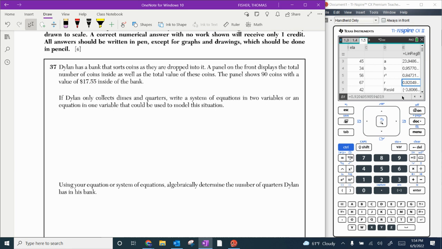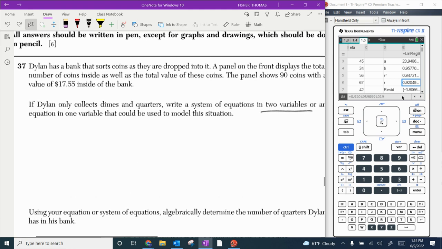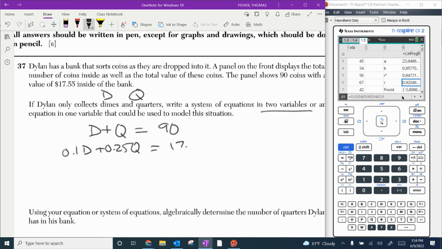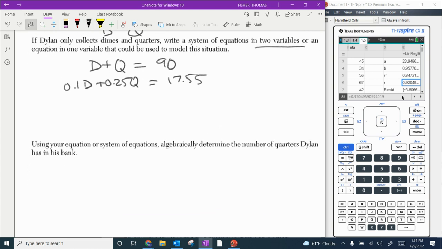So we're talking about dimes and quarters, 2 variables, or 1 variable. You actually can do either way. That's kind of interesting. So either way you do it, they're allowing you to do it. So I'm going to do a system. So we're talking about dimes and quarters, so I'm going to use D and Q. So the dimes plus the quarters equals our total coins, which is 90. And the money here, so 10 cents per dime plus 25 cents per quarter equal to 17.55. That's a system. Now using our system, algebraically solve it.